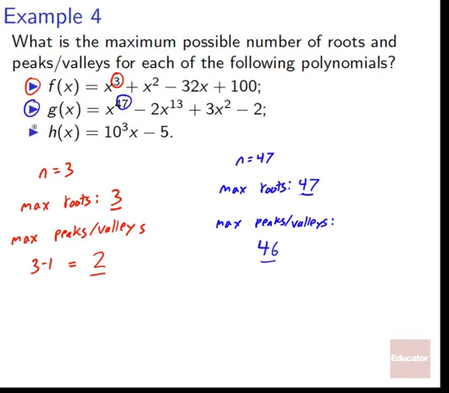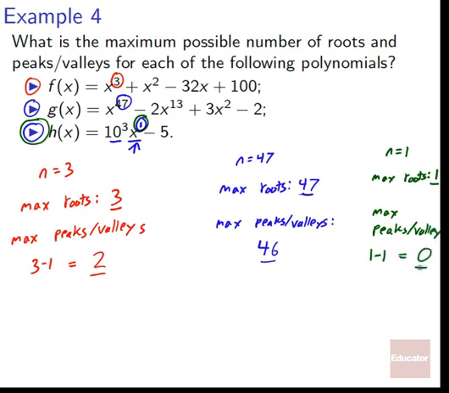Final one. For this one, we go, oh, 10 cubed, so 3. No, we have to remember, this is not a variable. This here is a variable, so it's x to the 1, so its degree is just 1. So for that one, so degree 1, we'll change over to the color green. So n equals 1 means maximum roots is just 1, and the maximum peaks/valleys is going to be 1 less than 1, so 1 minus 1 equals 0.